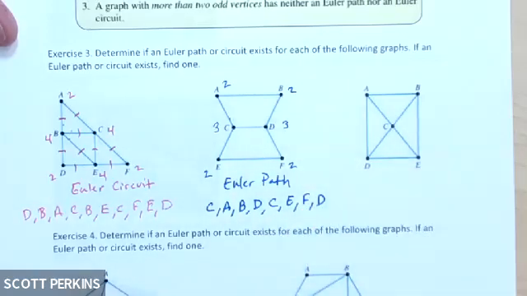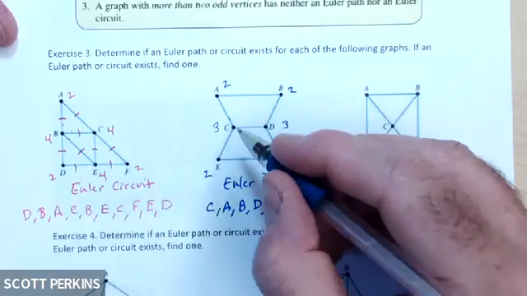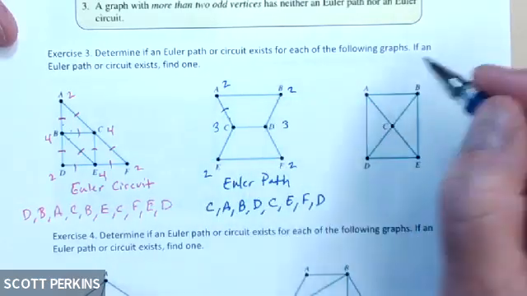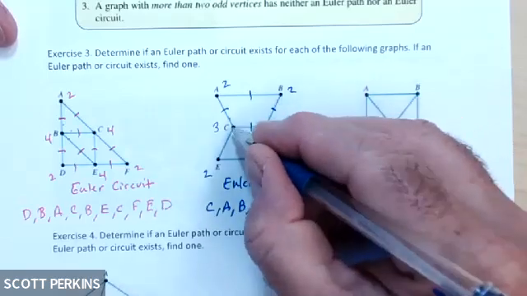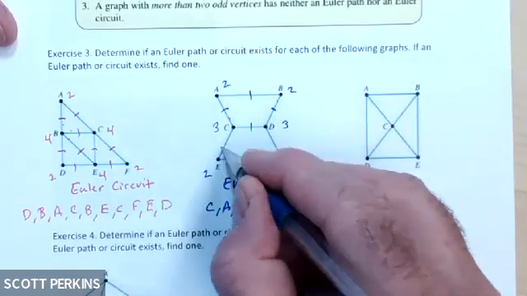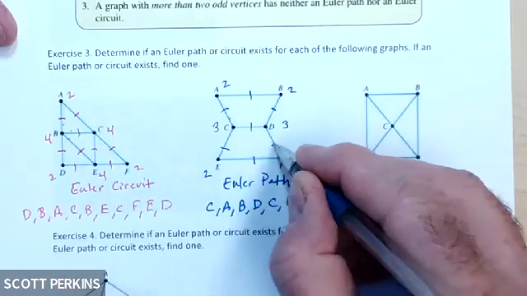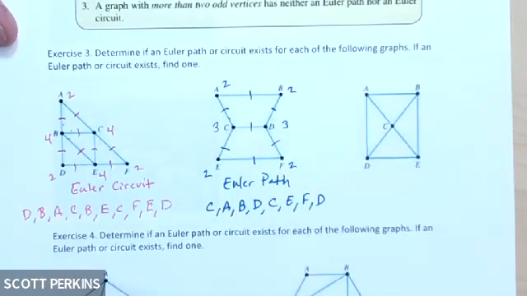All right, I think that's perfect, but let's just double check. C goes up to A, over to B, down to D, over to C, down to E, then over to F, and then up to D. Yes, we covered every one. We started at one of the odds. We ended at the other one of the odds.